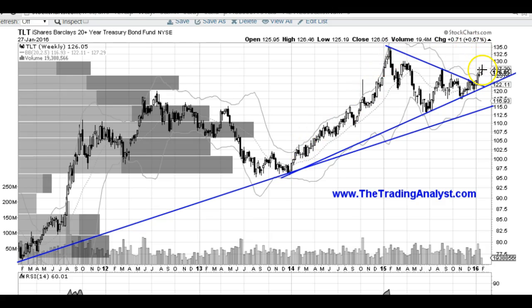Okay, so I definitely think TLT is going a lot higher, and you can use this uptrend line as a guide. Okay, if it breaks this uptrend line, I'm going to be a little more cautious on the long side, and you can use this lower line as support. Okay, I do think that line will hold, especially since it broke over this downtrend line right there. That's it for the TLT analysis.